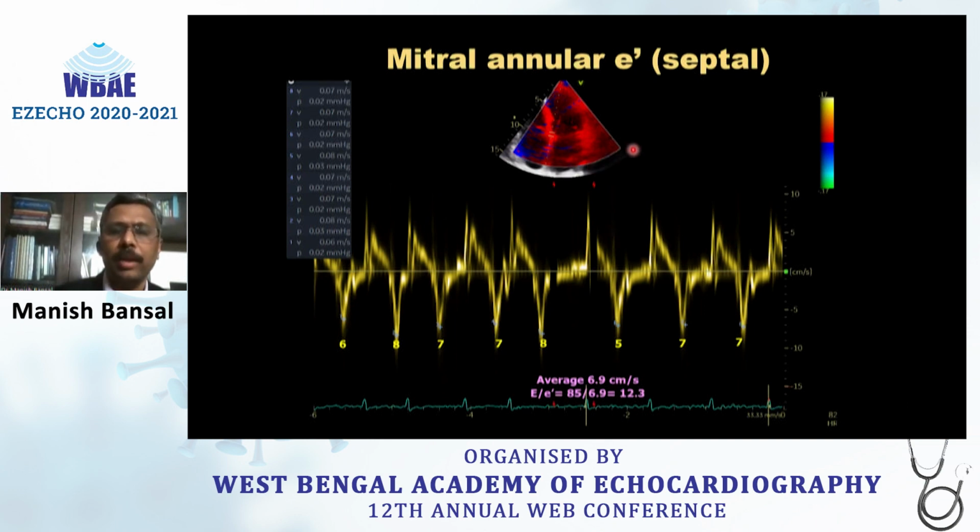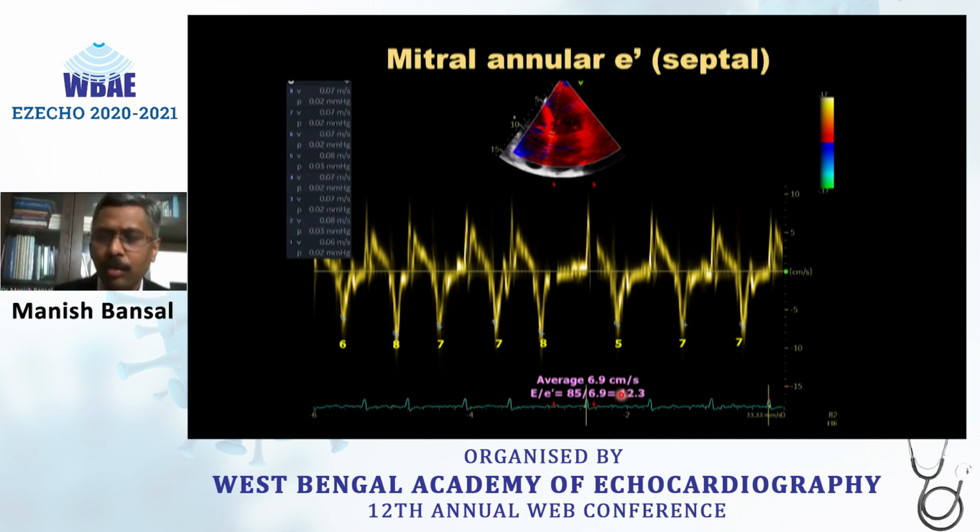So I guess this is what we need to do. Here we have septal E prime, average is 6.9, E over E prime is 12.3, which indicates that this ratio is increased and LV filling pressure is elevated. In this example, I have measured E wave from different cardiac cycles and E prime from different cardiac cycles because there is no other option before us.